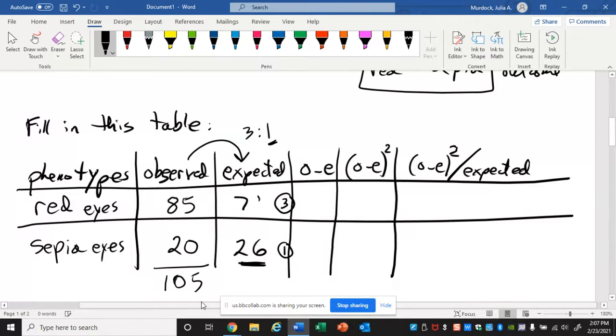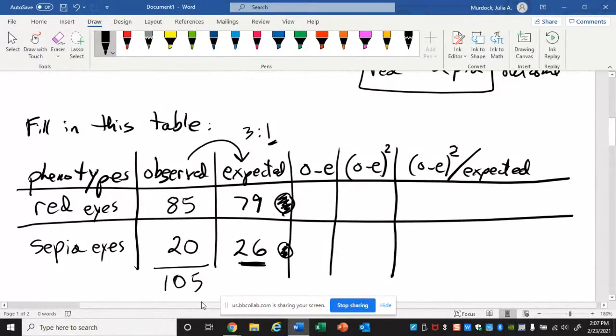Thank you. So we're going to go with 79. Okay, excellent. You don't need those. I was just putting those there for reference points. If you had a perfect 3 to 1 ratio with this many total flies, you should have gotten 79 red and 26 sepia-eyed. So you see there's a bit of a difference between your observed and expected. The question is, is the difference great enough to say no, this isn't following Mendel's law? Or is the difference slight and small enough to say, oh no, it's okay, we can accept that Mendel's law was followed here? That's the question.